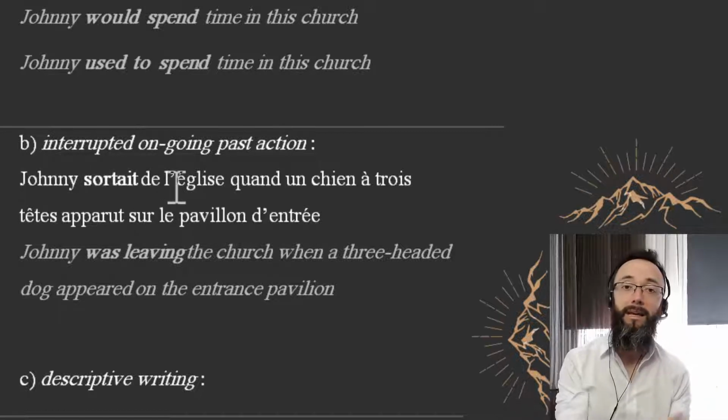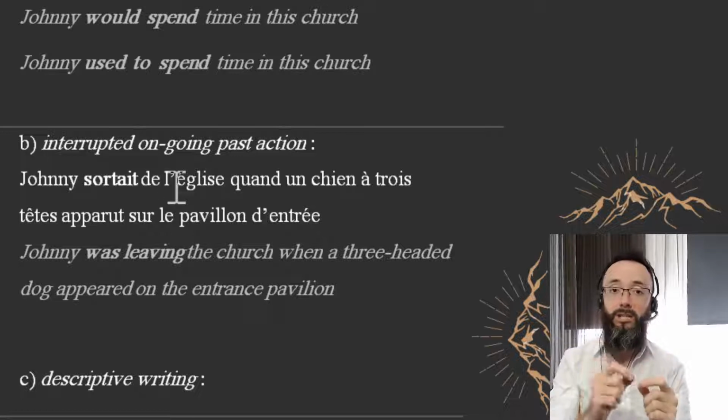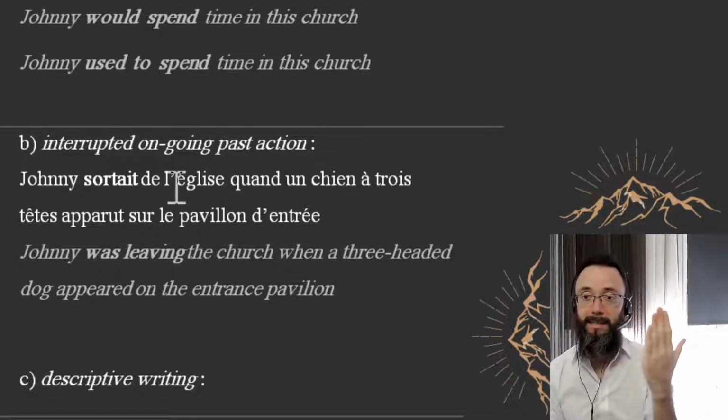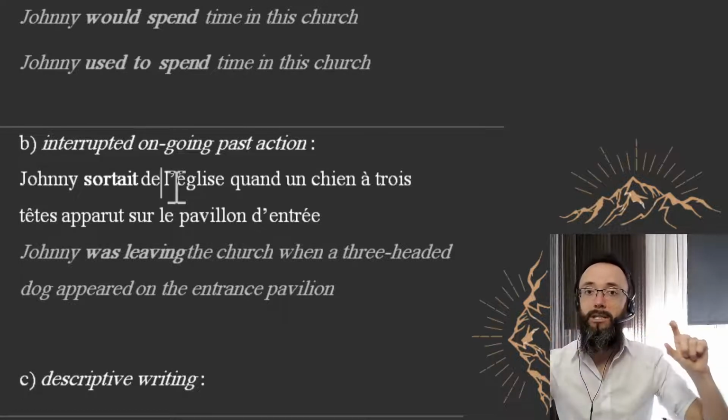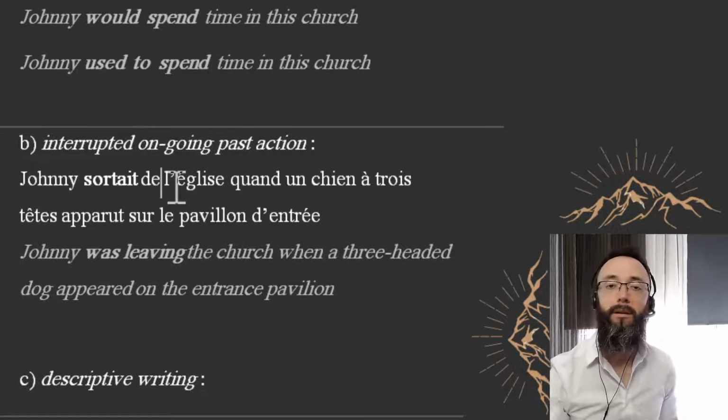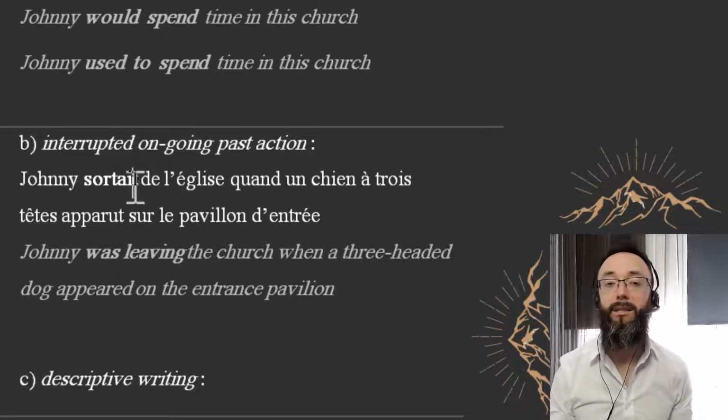Johnny sortait, it is the imparfait. The action being interrupted. Johnny sortait de l'église. So Johnny's doing this, ongoing action, ongoing past action, being interrupted. The ongoing past action is l'imparfait.